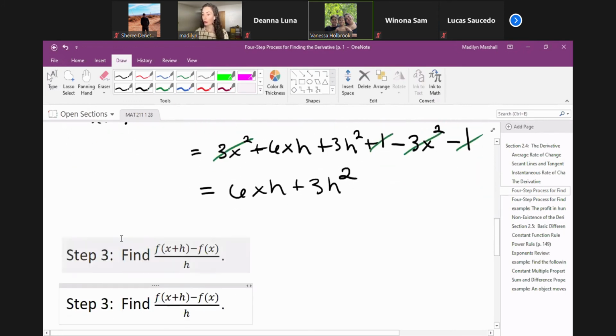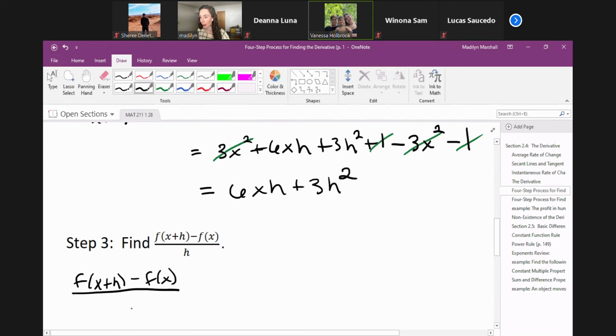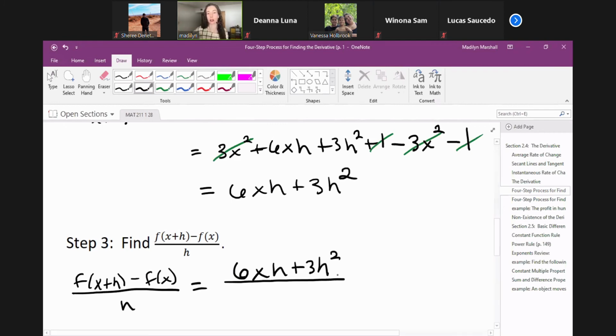So then our step 3 is to put what we found in step 2 divided by h. So we have f of x plus h minus f of x over h. We just found that that whole numerator is 6xh plus 3h squared. So the point of these steps is to build on each other, so we can use what we did in the previous step to plug into our next step.